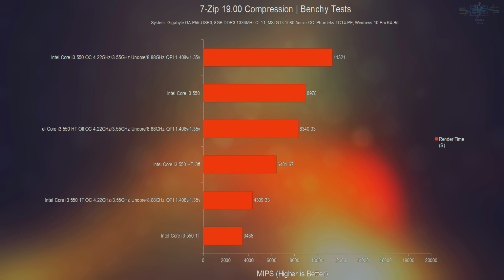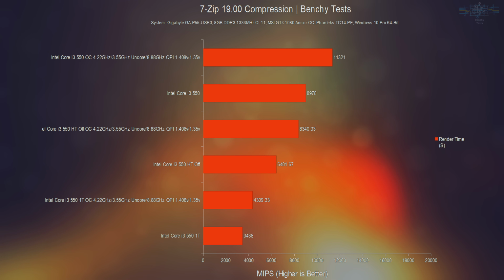We're moving on to 7-zip compression and decompression next, and we're using 7-zip's built-in benchmark to do this. The way we run this benchmark is that we run the benchmark in blocks of 3, with each block consisting of 4 runs of the benchmark. We then take an average score from each of these 3 blocks and average those scores together to get our final score. So compression is first up, and at stock clocks, the i3 550 manages to score 8,978 MIPS, or millions of instructions per second.